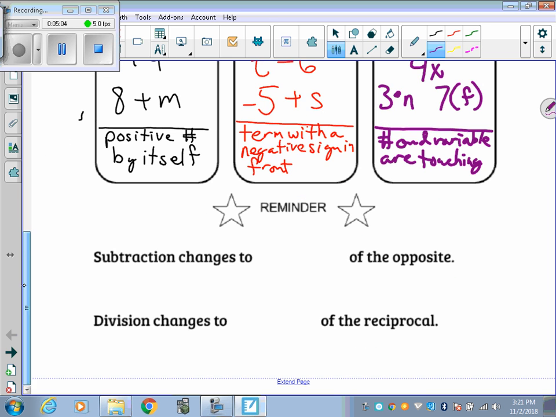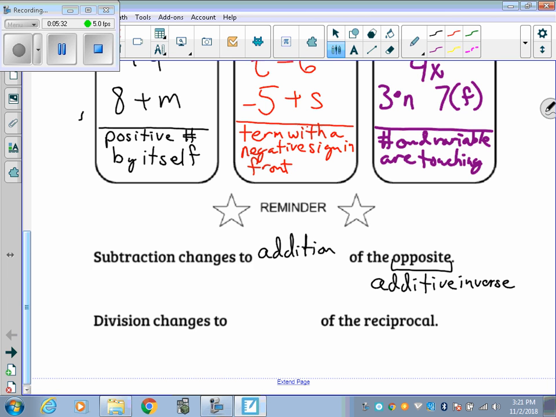Next, a quick reminder. Subtraction changes to addition of the opposite. Oh, what's another word for opposite? I know you guys know it. Oh, actually, it's two words. What was it called again? Oh, yeah, that's right. Additive inverse.